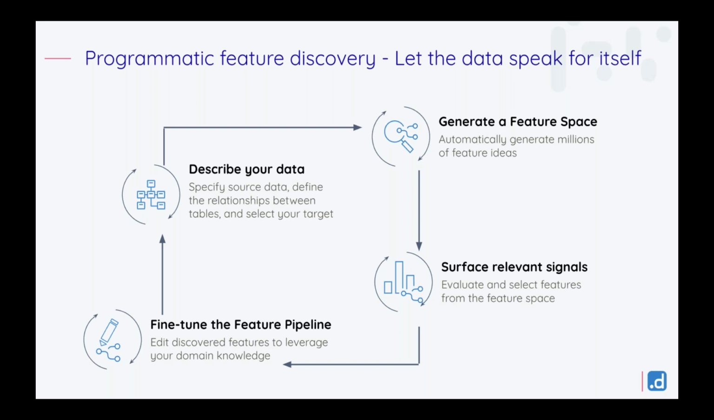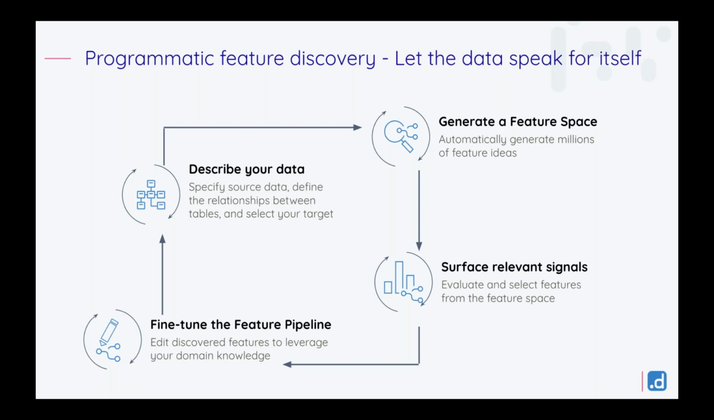When defining features, in the past, we relied on the business hypothesis to get this process started. What we are doing here is we want the data to speak for itself first before we apply domain knowledge. The way it works is that you first need to describe what your data is to the technology engine. And then the technology engine will automatically generate what we call the feature space. Essentially, it's millions of feature ideas that are relevant to your particular data.